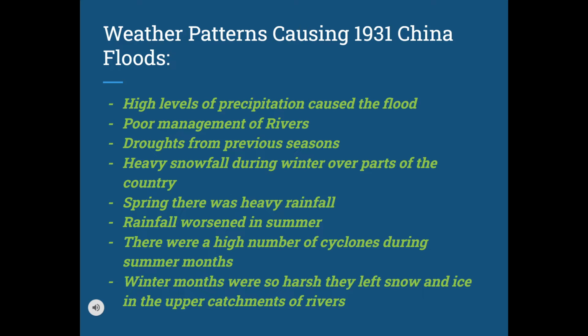In spring, there was heavy rainfall. Rainfall worsened in the summer. There were a high number of cyclones during the summer months. Winter months were so harsh that they left snow and ice in the upper catchments of rivers.